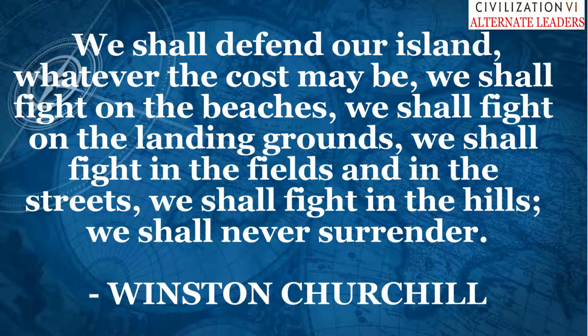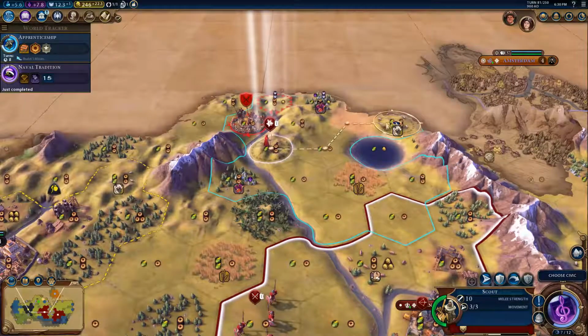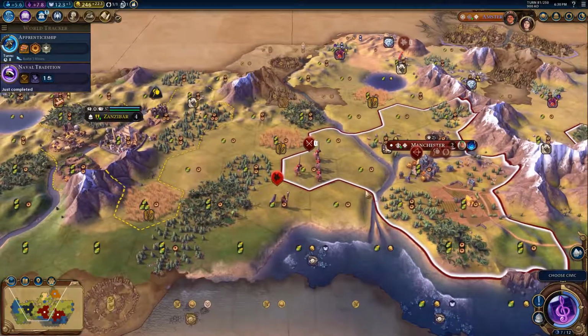We shall defend our island, whatever the cost may be. We shall fight on the beaches, we shall fight on the landing grounds, we shall fight in the fields and the streets, we shall fight in the hills. We shall never surrender.